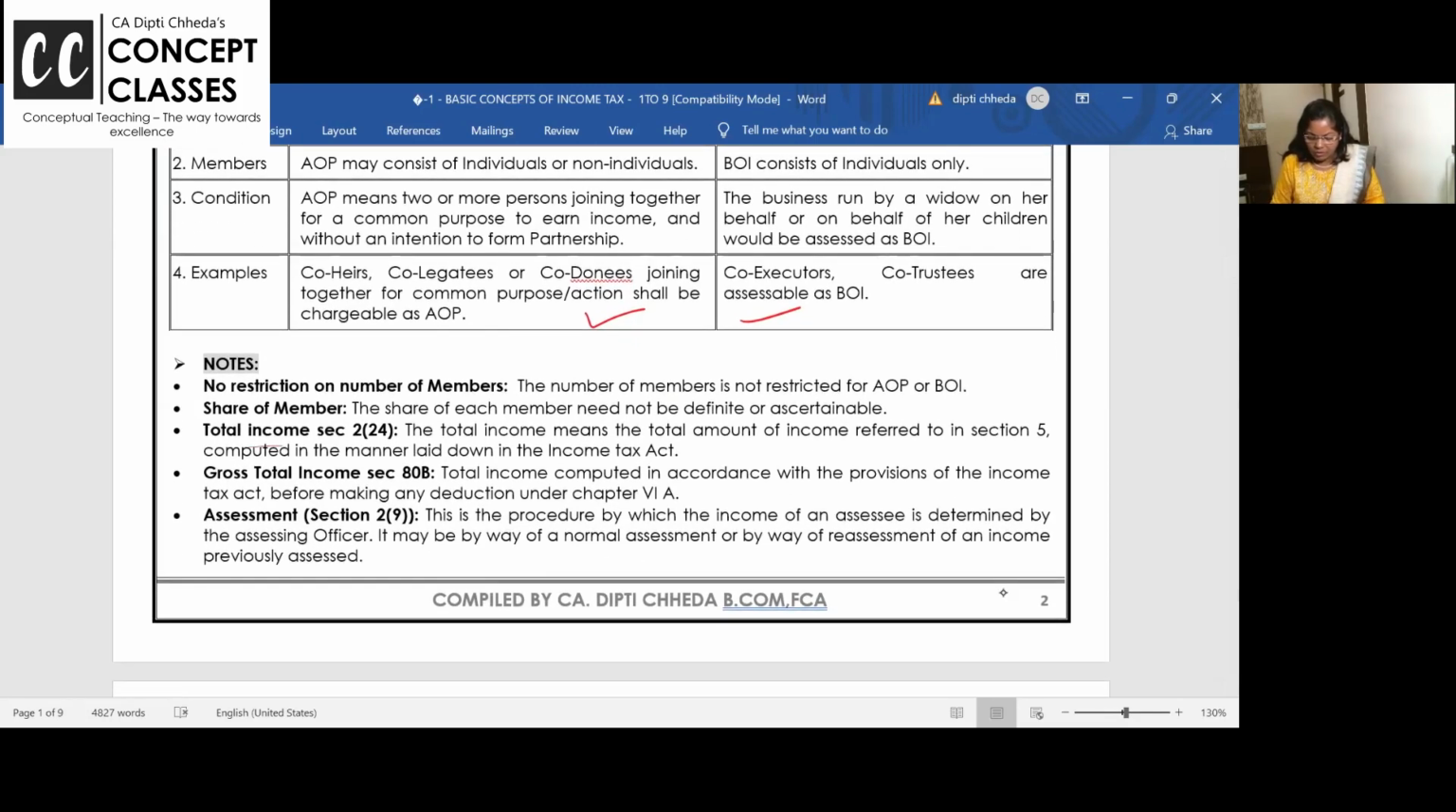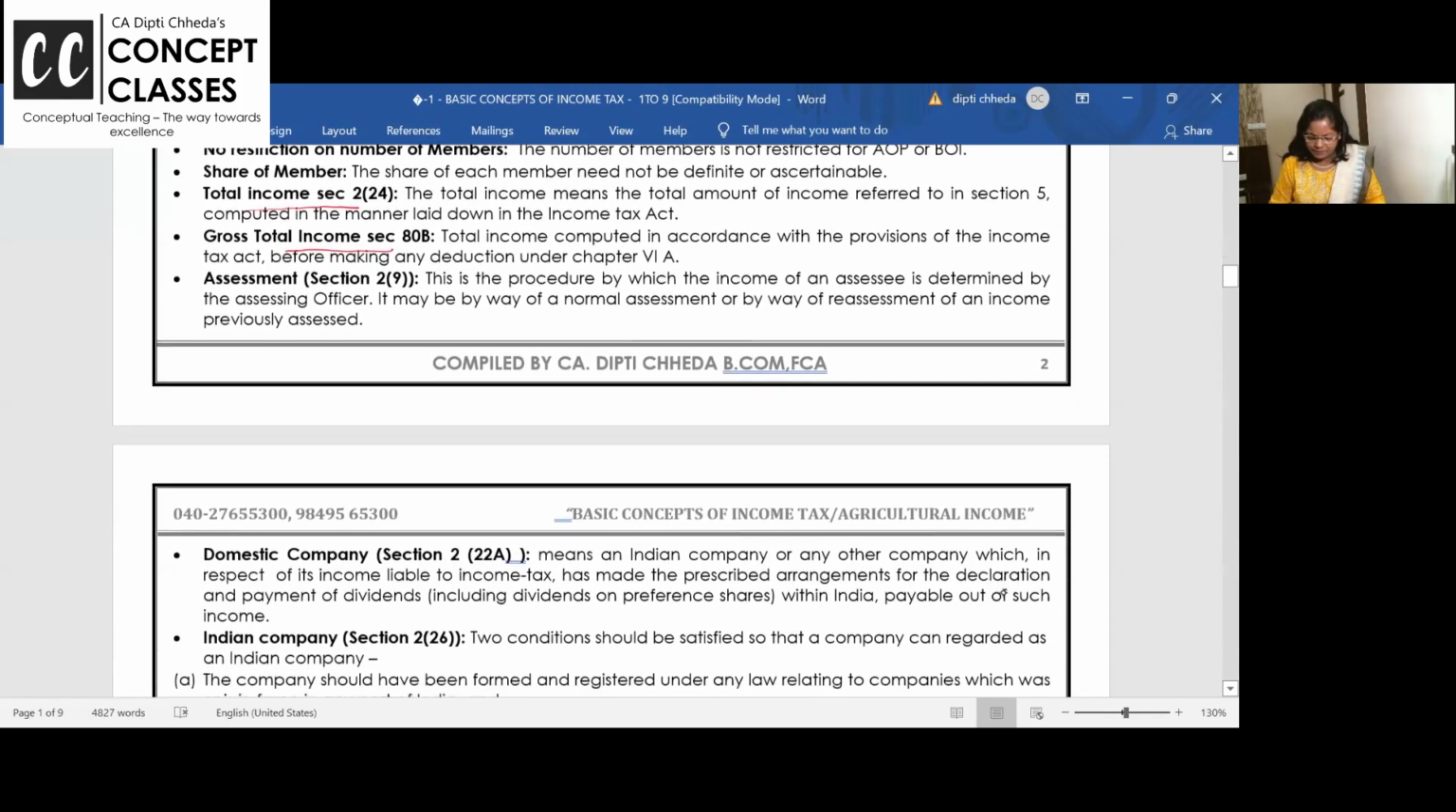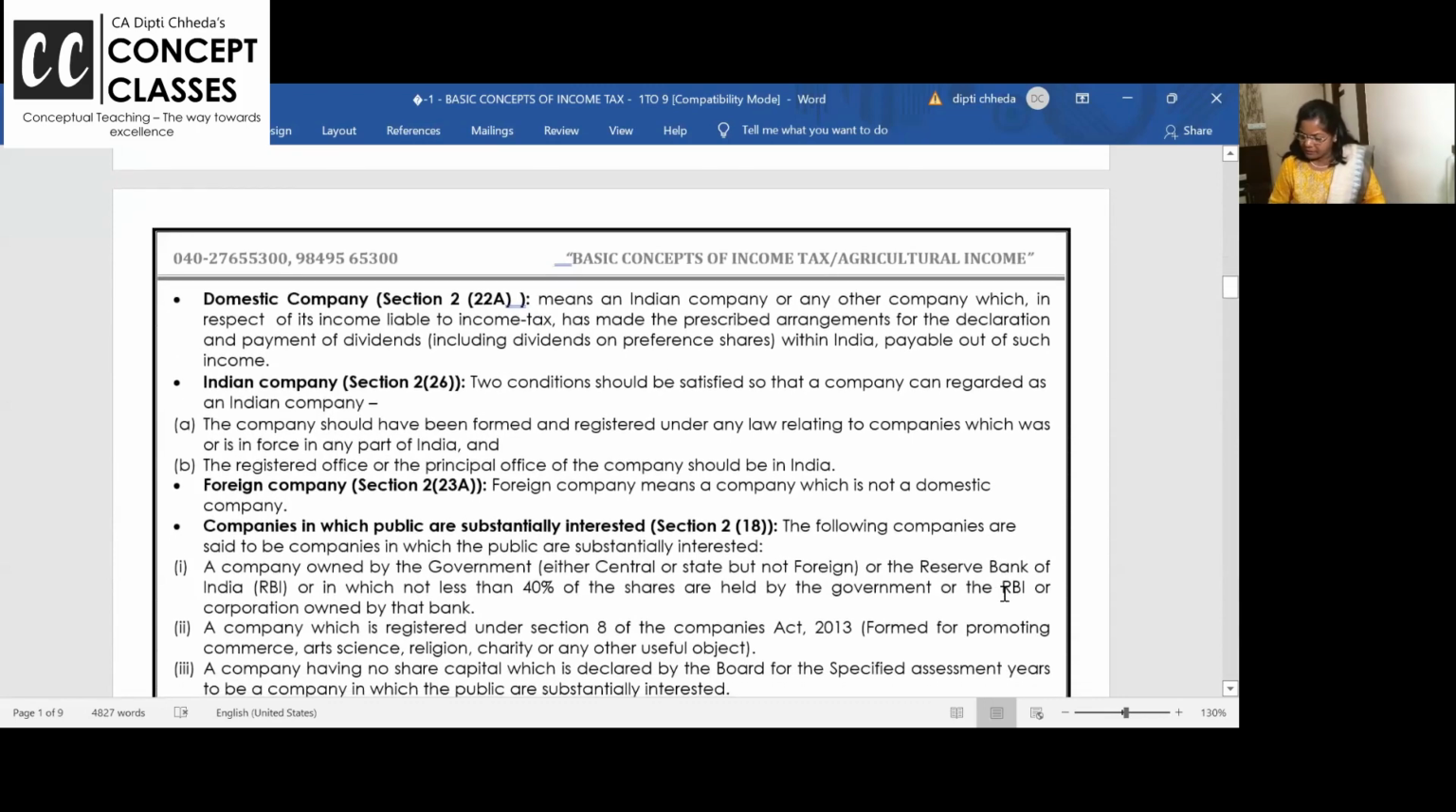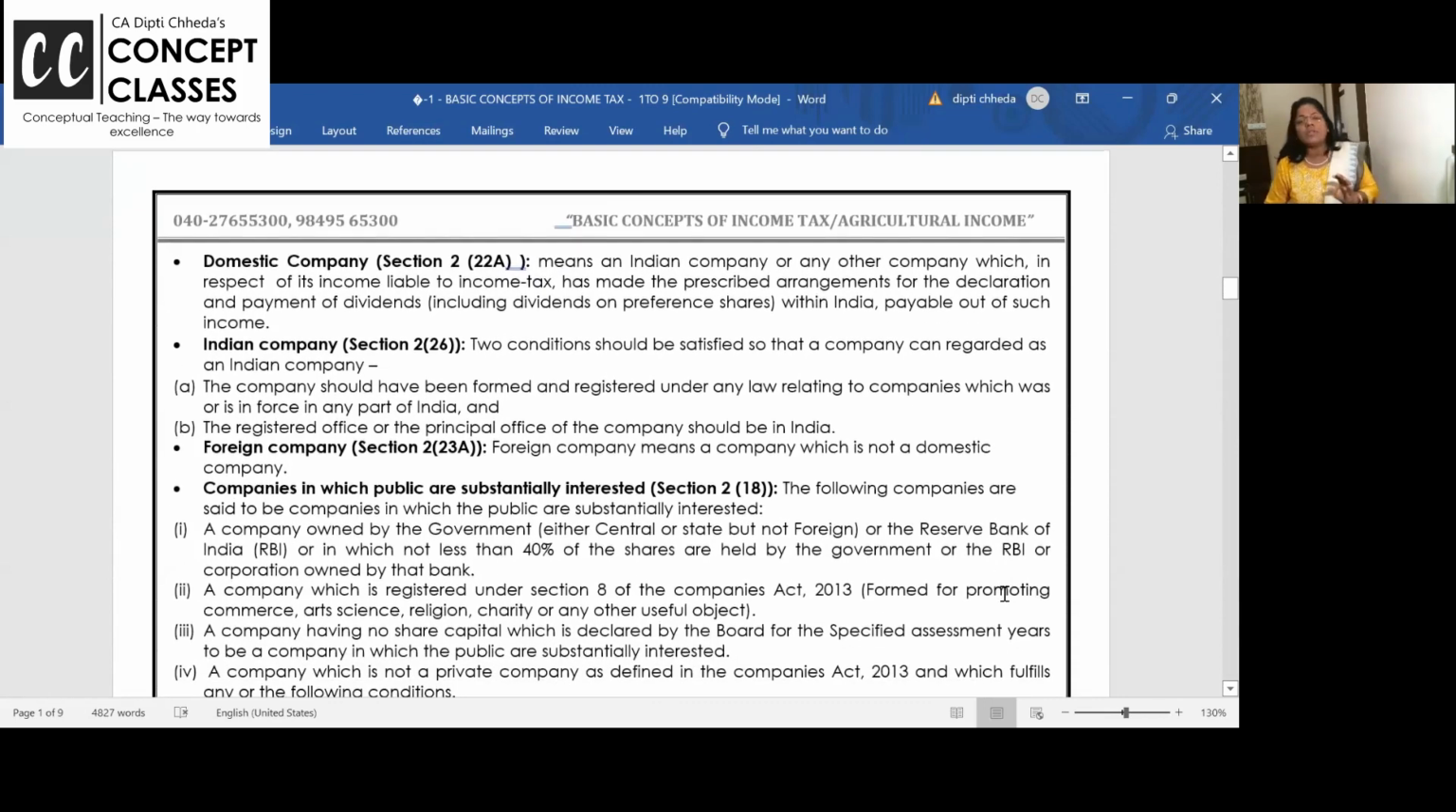Yeah. Total income and gross total income. This I'll teach in the computation of income. Yeah. Chalo, we'll talk little bit about type of companies. From here onwards, this is quite in detail taught in your law. So for income tax purpose, just have a reading, an idea, that is enough.